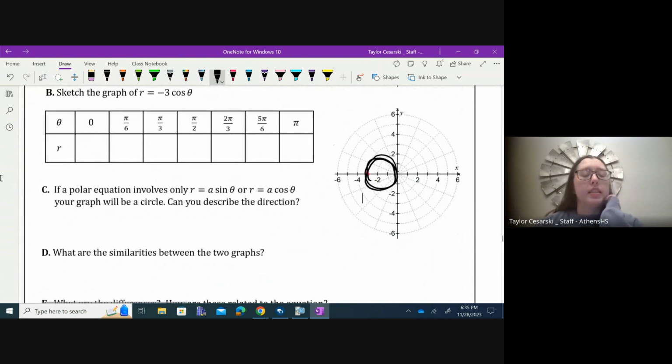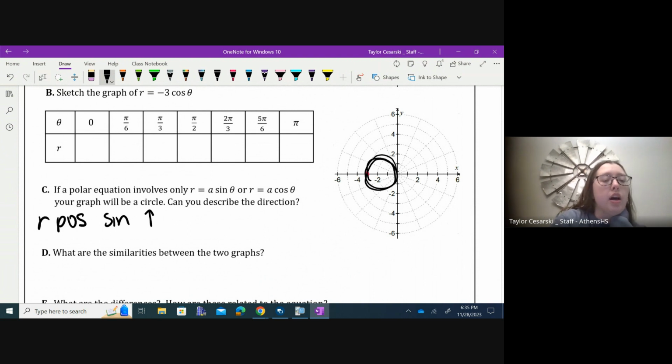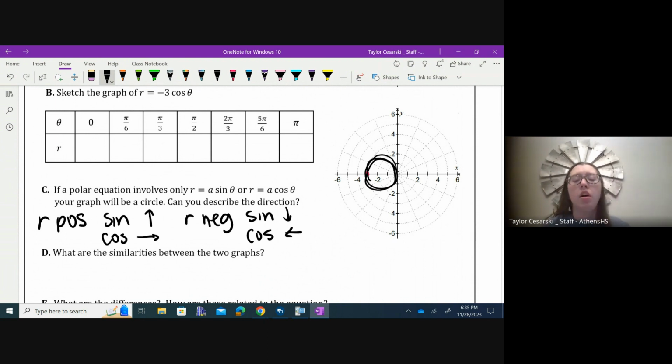In part C, it says if a polar equation involves only r equals a sine theta and r equals a cosine theta, if r is positive and it's sine of theta, it's going to be going up. If it's cosine, it's going to be going to the right. If r is negative and it's sine, it's going to be going down. And if it's cosine, it's going to be going left. Hopefully that makes sense. Sine is what we talked about with y, cosine is x.